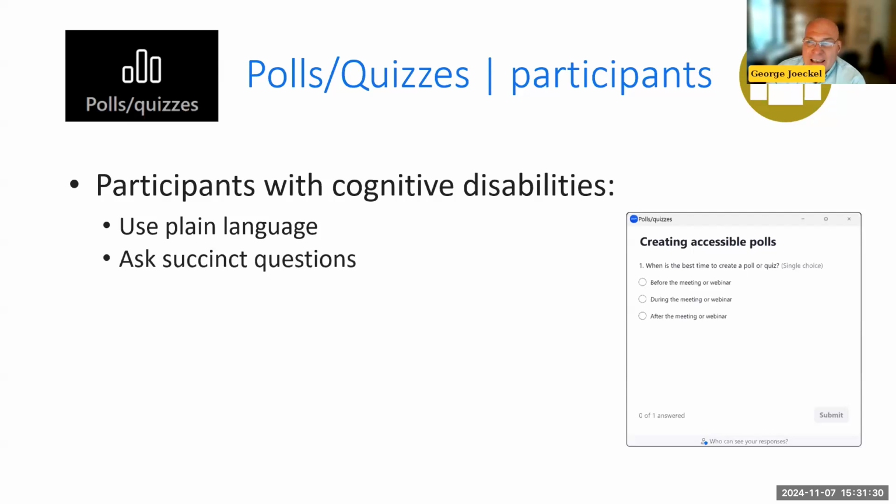The second is to ask succinct questions. So you want to just try to keep your questions straightforward, to the point. This kind of goes back to the poll question. This is why the best time to create a poll or a quiz is before the meeting or webinar, because you can create a question and then maybe come back to it a little bit later and see if you could sharpen it up rather than something just made on the fly.